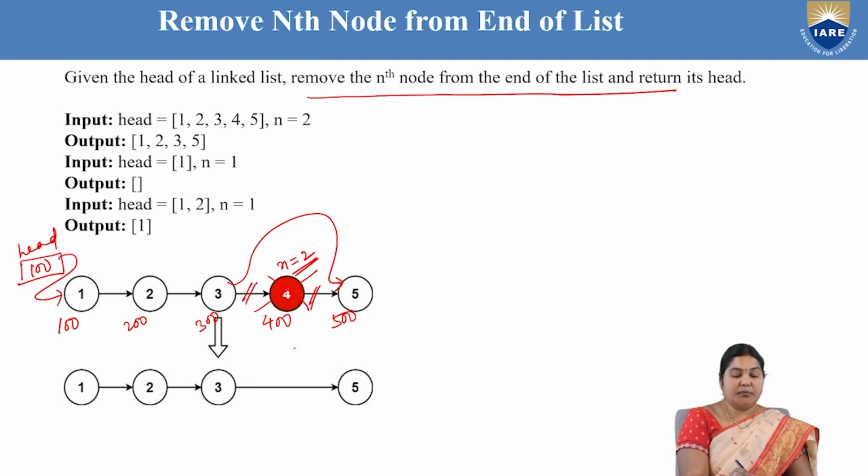Now we have to return the linked list. Return its head. So head means we will return the linked list head. This is the first test case.